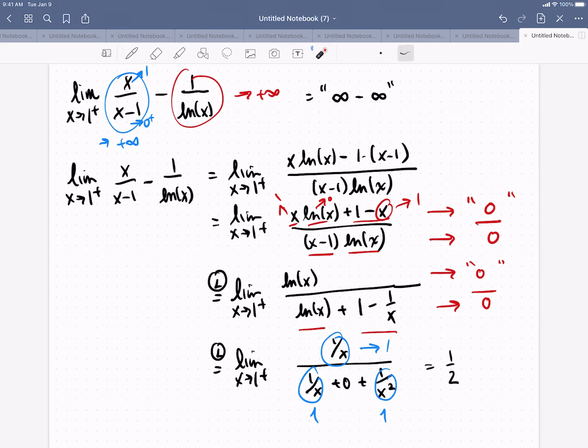I've just calculated this limit of an indeterminate form of type infinity minus infinity. I've used L'Hopital's rule twice and come up with an answer of 1/2.